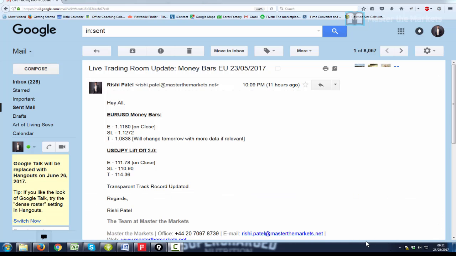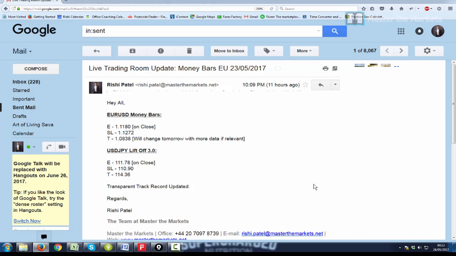Last night we opened the live trading room environment, and at 9 p.m. we called the market and we ascertained these as potential trades. You can see here the euro US dollar, the money bars opportunity. I've said we're going to enter on the close. We've got an exact stop loss and an exact target as well.